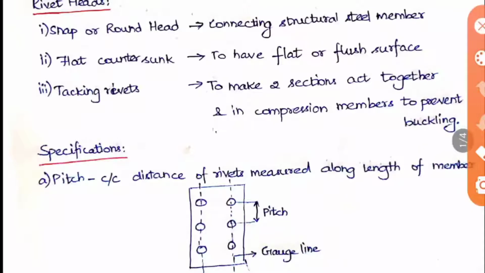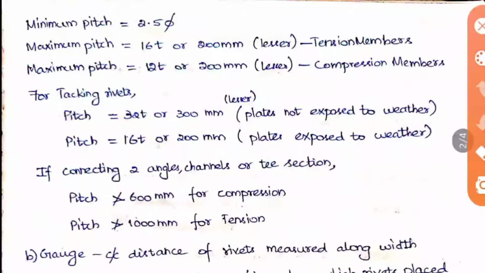The distance between two rivets along the length is called your pitch, and the line joining the rivets along their length is called the gauge line. The distance between the rivets along the width we call the gauge. That also we will be seeing next. Here we are going to see some values. These are all very important, so don't be afraid of seeing this. If we remember these important factors alone, that is enough.